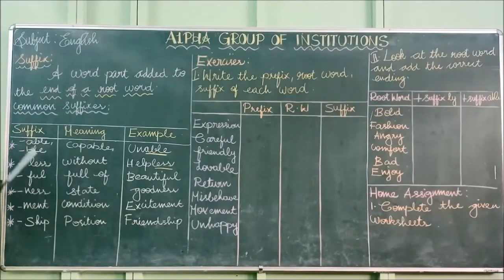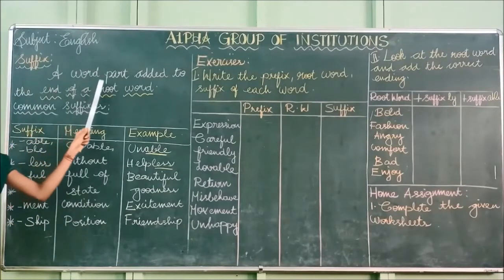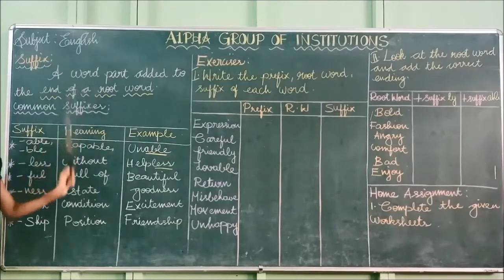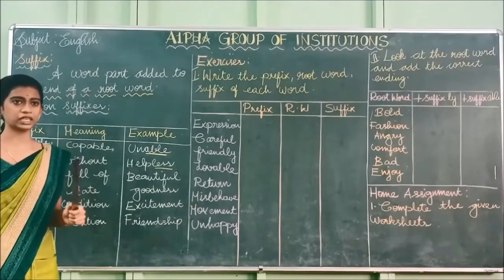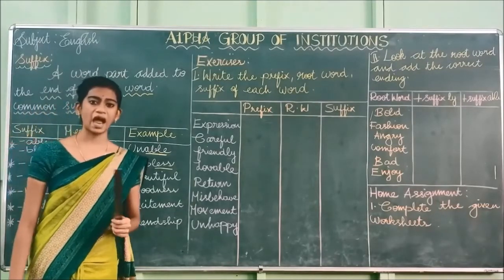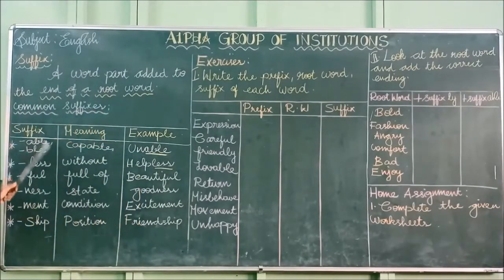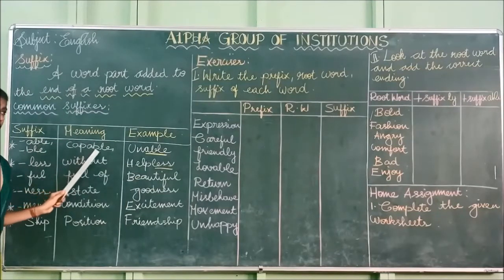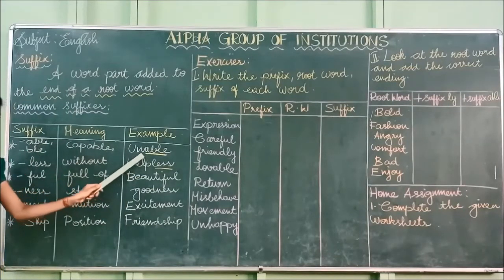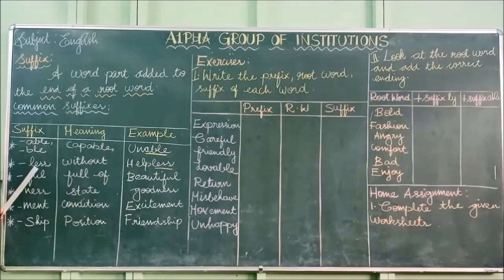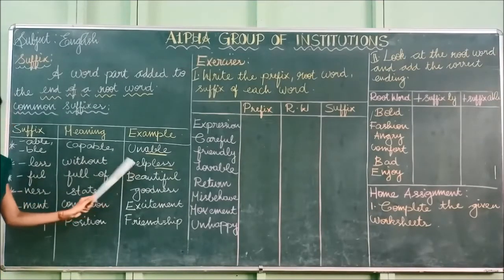Shall we see it once again? This suffix is nothing but a word part added to the end of the root word. So what we have to do in suffix? We have to add a group of letters to the end of the root word, and these are all the examples for suffix. Able means capable, and the example is unable. The next one is less. The meaning of less is without, and the example is helpless.